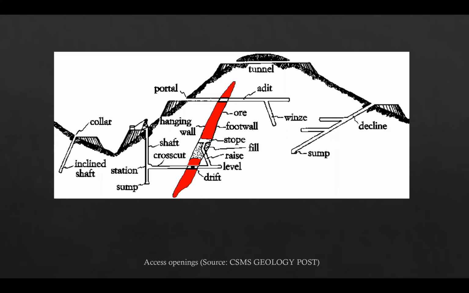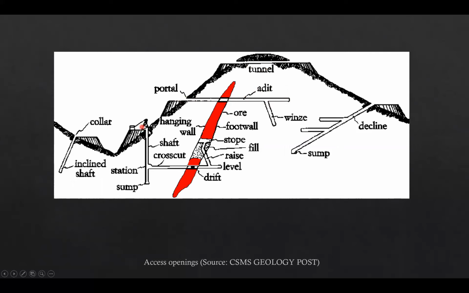Here, this picture shows different access openings in an underground mine. We start from tunnel, which is a horizontal opening in the rock mass with both ends open to the surface, while adit is also a horizontal opening, but it has one end which is open to the surface, but the other end is in the rock mass.